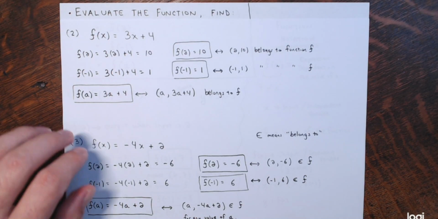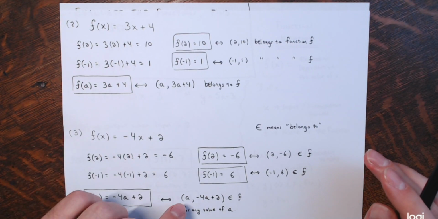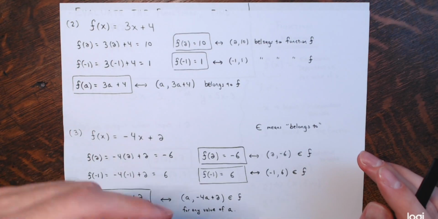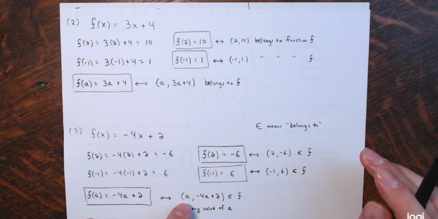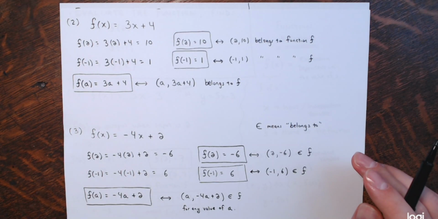You could replace a with any number, right? If I replaced a with 2, I'd get 2, negative 6. If I replaced a with negative 1, I'd get the ordered pair negative 1, 6. Replace a with 0, you'd have 0, 2 as another ordered pair in this function, and so on.